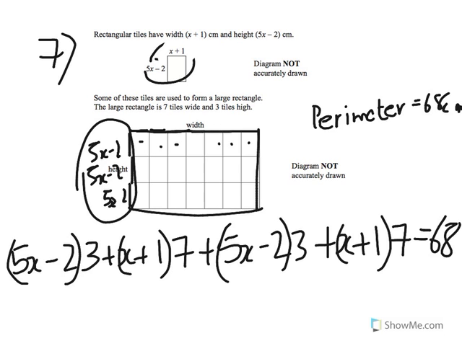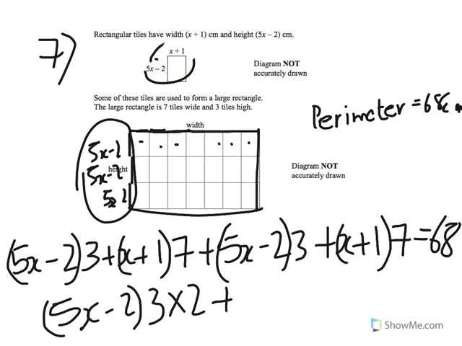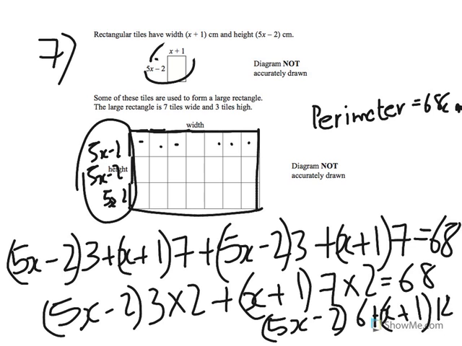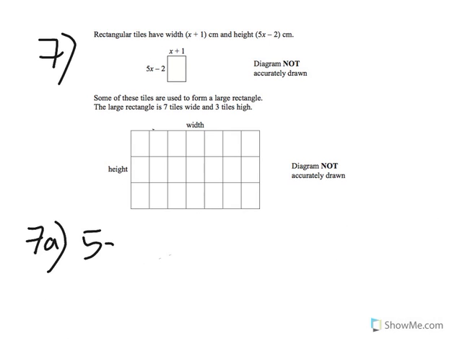Now, instead of writing (5x - 2) times 3 twice, you can just do (5x - 2) times 3 times 2, because it's anyway 2 times, plus (x + 1) times 7 times 2 equals 68. So what you're going to get is (5x - 2) times 6 plus (x + 1) times 14 equals 68. Sorry if you can't read that. So I have the equation (5x - 2) times 6 plus (x + 1) times 14 equals 68.